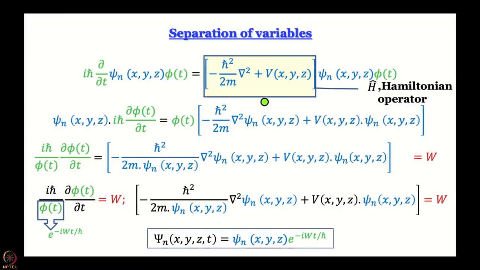We have discussed all this in the previous module, we are just going through it once again. One thing that turns out to be very important here is the operator. An operator is something that changes a function. The operator that we have in the space dependent part is the Hamiltonian operator, which was already known in classical mechanics.